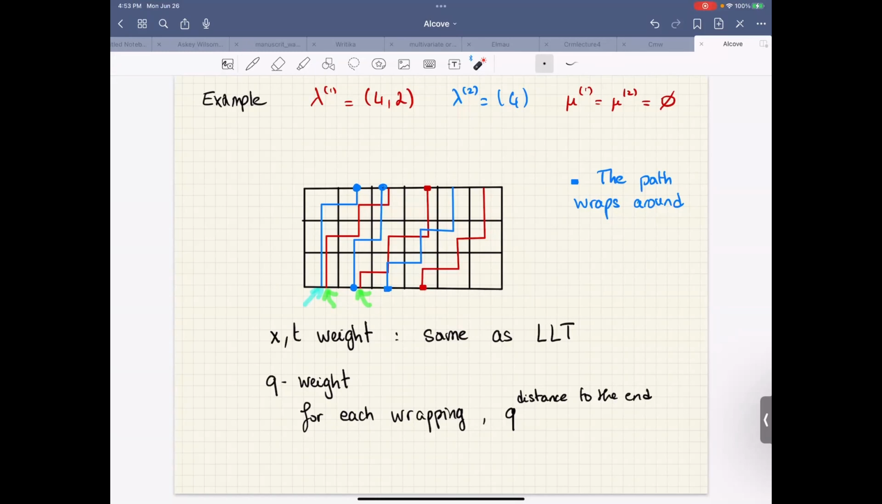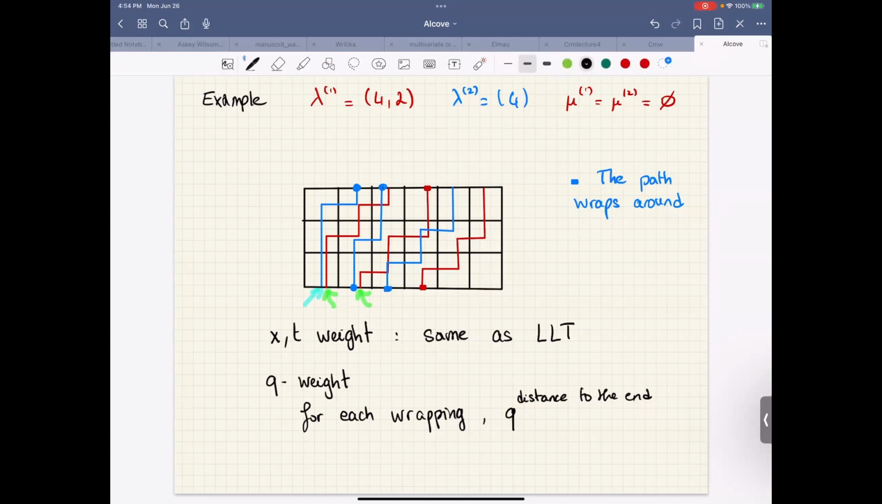My claim is now we fix the x and t weight to be as before. I look at each vertex and decide its xt weight, just the same as before: the x when we exit to the right, and the t we count the number of larger corners. But now we need a q weight that takes into account the wrapping. Each time it wraps, it gives a q to the distance to the end of the path.